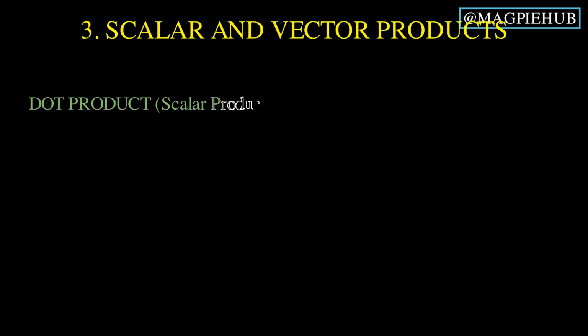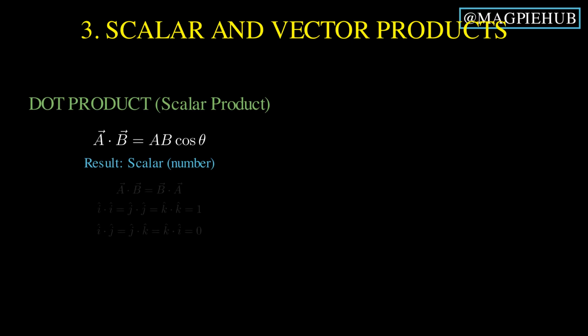Now let's understand the two types of vector multiplication, dot product and cross product. The dot product or scalar product equals a times b times cos theta. The result is always a scalar, meaning just a number. Remember, i dot i, j dot j, and k dot k all equal 1. But i dot j, j dot k, and k dot i all equal 0.